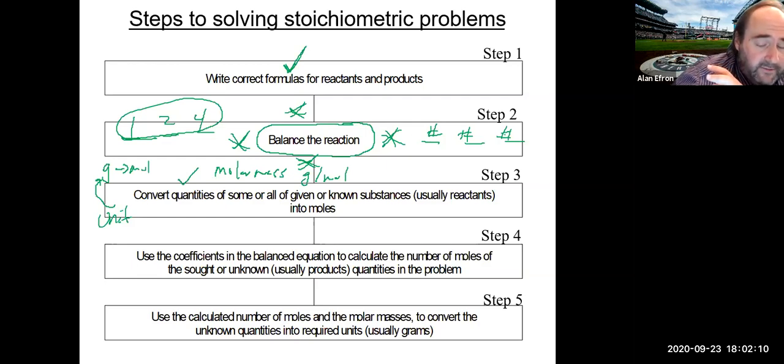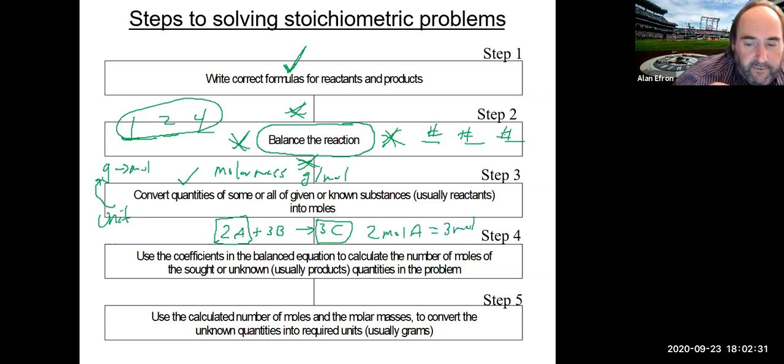The next thing you want to do is go to the equation, find the two things you're interested in, and find the mole to mole relationship. Again, there is no calculation involved. It is simply the balanced equation, the coefficients. So in this one I just put up here, I could say that 2 moles of A gives you 3 moles of C.